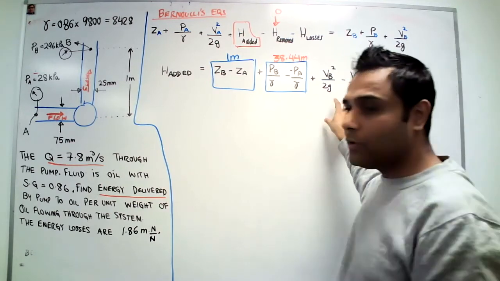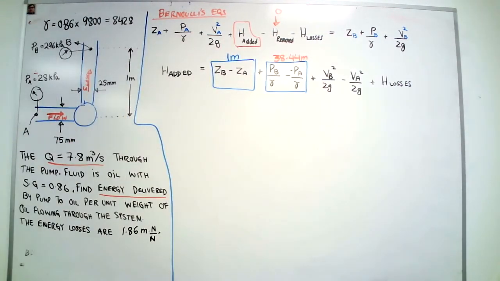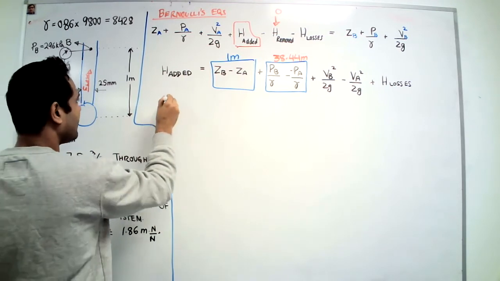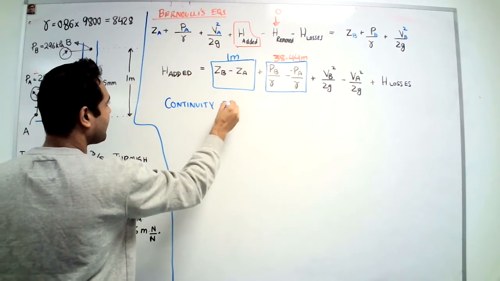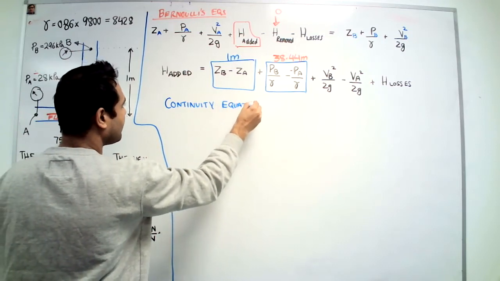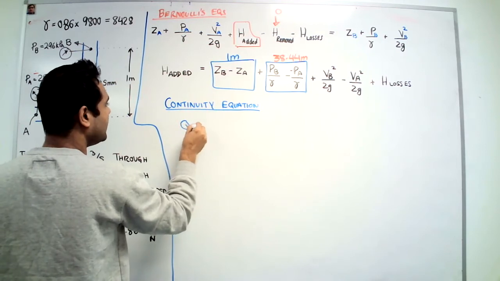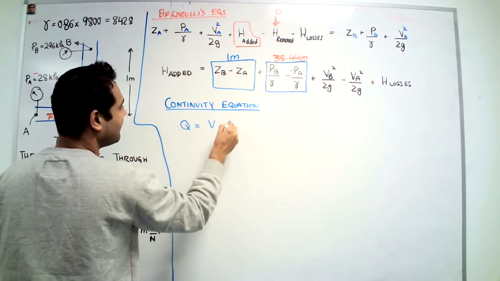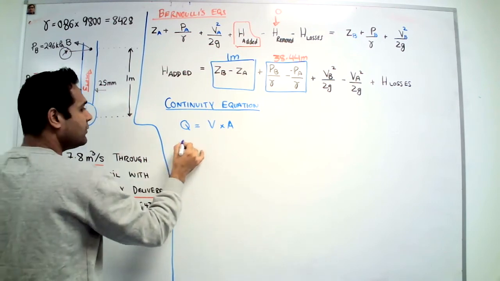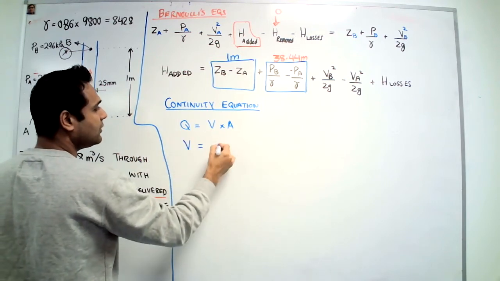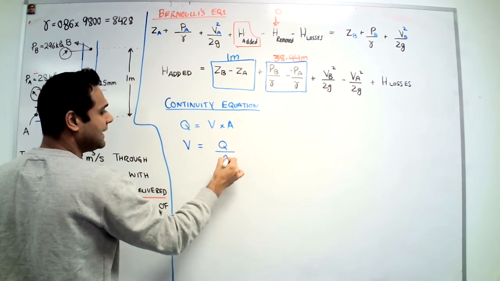Now I got the flow rate and I got the area. I can just find the velocity. So I'm going to use the continuity equation. Q equals V times A, where V is the velocity and A is the area. So if I want to find out the V, V equals Q over the A.